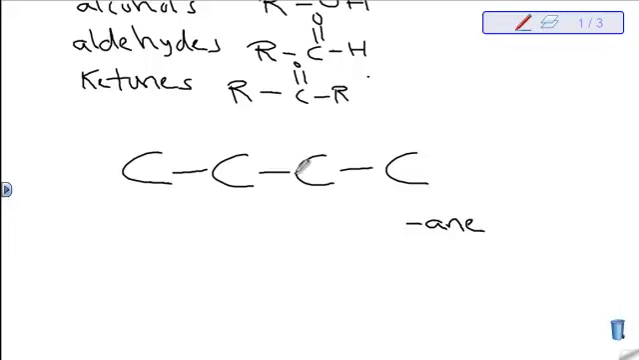Now we find the longest chain of carbons containing the functional group. In this case, the longest chain of carbons is 4. The prefix for that is but. We combine those two: butane. Very simple. Agreed? Okay. So let's get a little more complicated, because that was laughably easy.